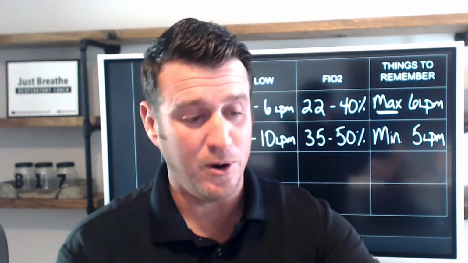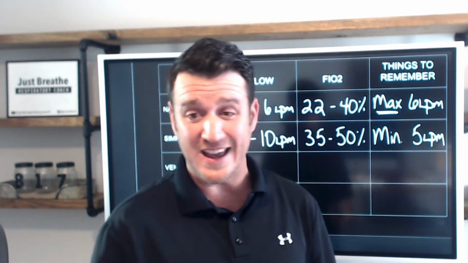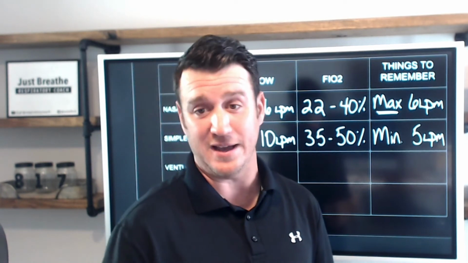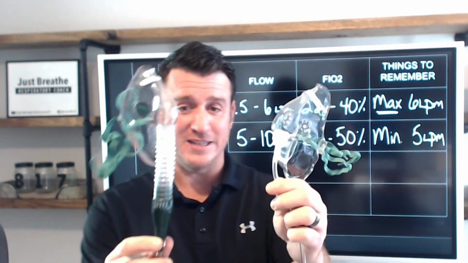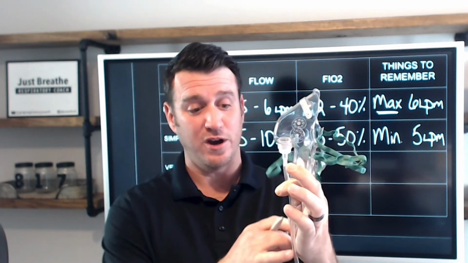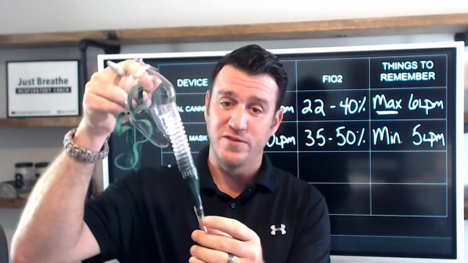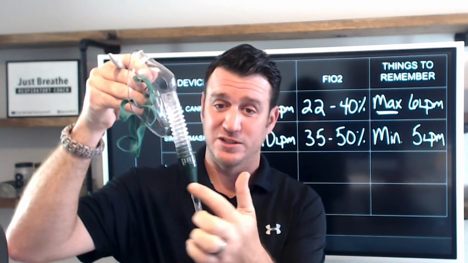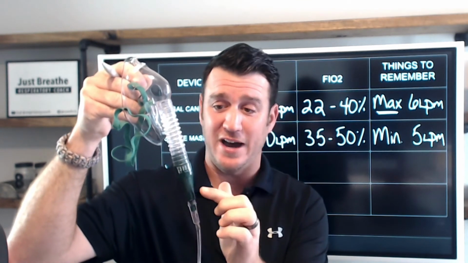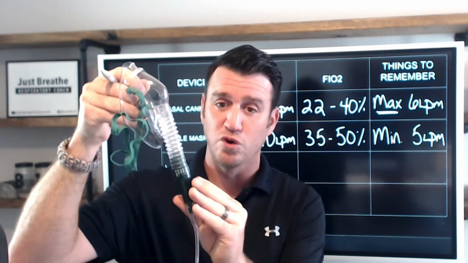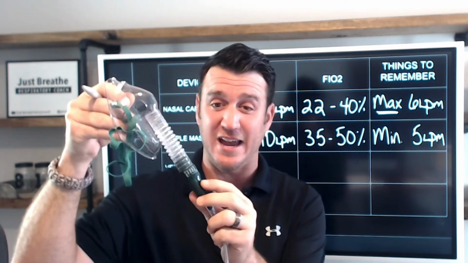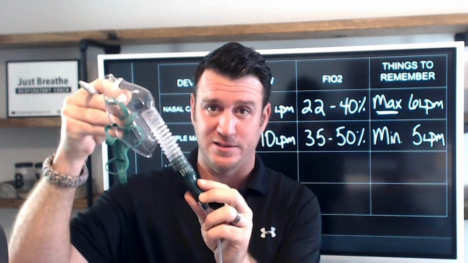Now, I'm going to hold on to the simple mask here because I want to show you the next device, which is called the Venturi mask. I want to hold these up side by side so you can see the difference. With the simple mask, you can see where the oxygen tubing comes straight into the mask. With the Venturi mask, you can see where you've got this green device down here. This is what we call the Venturi device. This is actually entraining room air. So some people refer to this as an air entrainment device.